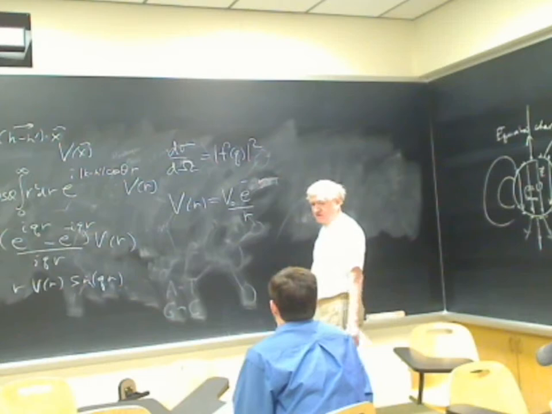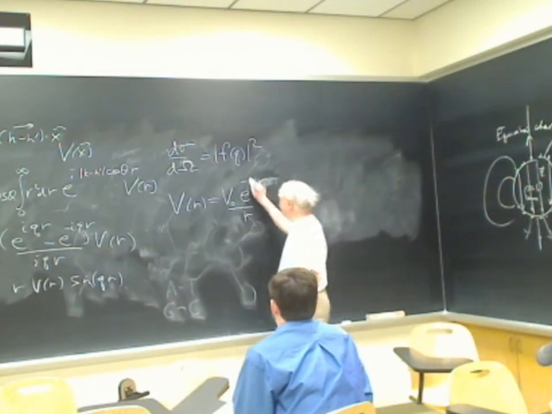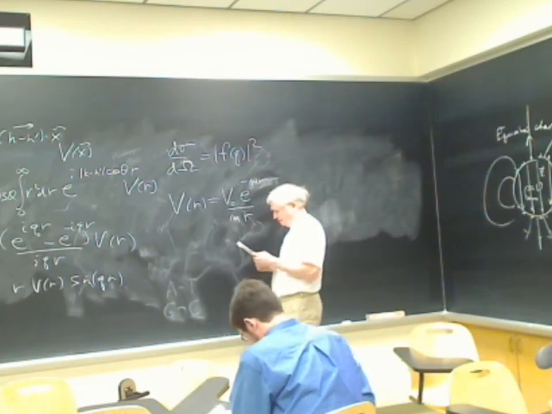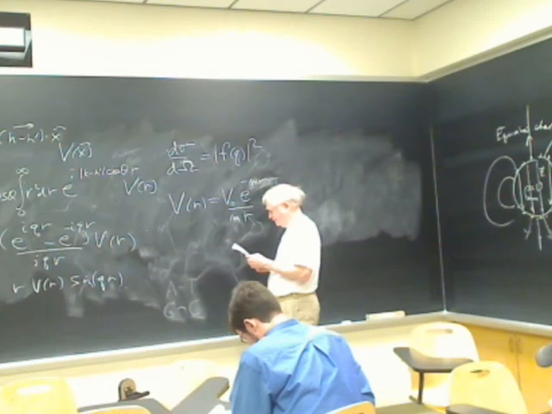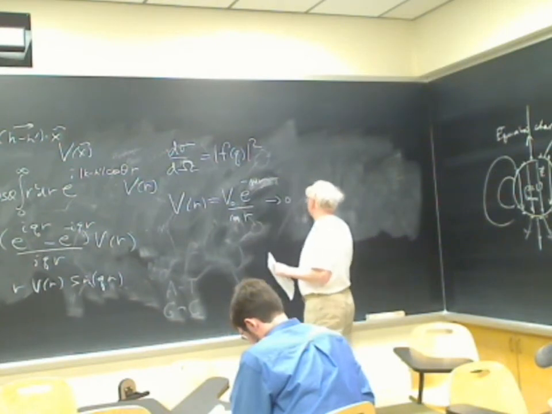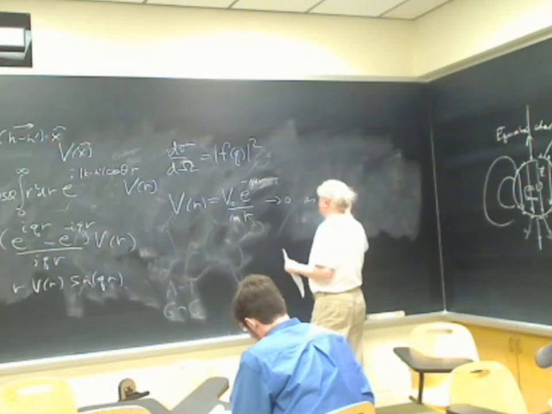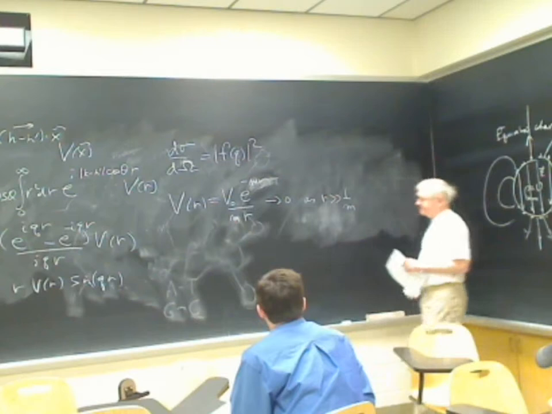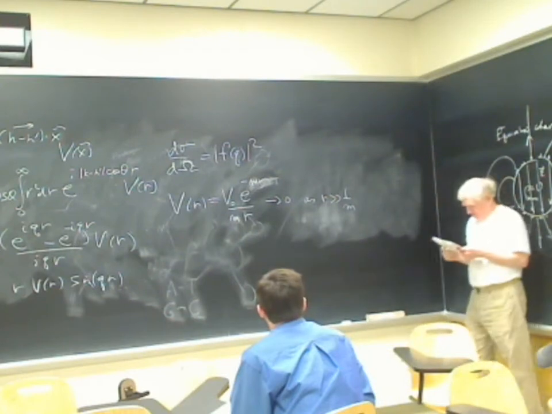What shall I call it instead of mu? M? Okay. Notice that this goes to 0 very fast as R is greater than 1 over m. So 1 over m is the range of the potential.